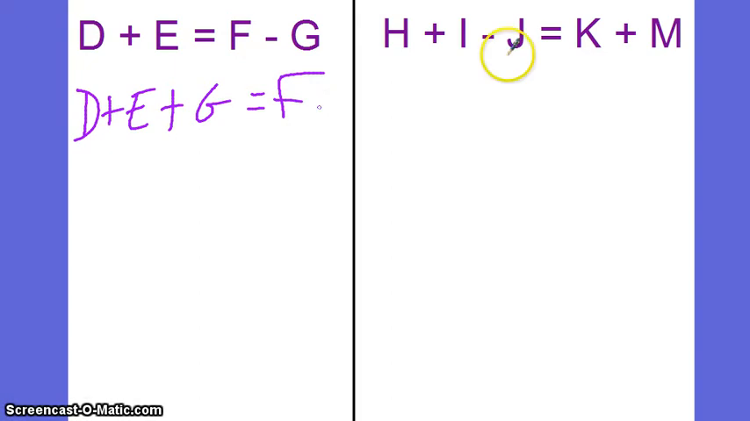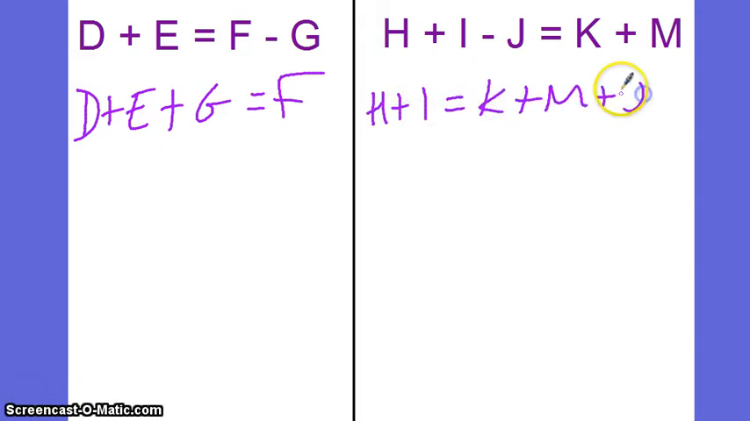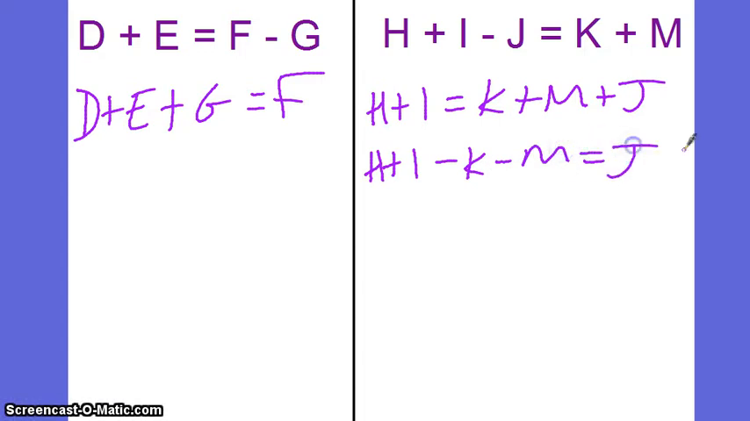With this one we've got a minus j. We don't tend to like having minus our subject. So first thing we do is add a j to each side. Okay, so you got h plus i equals k plus m plus j, and then we're going to take a k and an m away from each side, so we end up with h plus i minus k minus m equals j. So there we go, we've rearranged it. We've got j equals there and an f equals there.